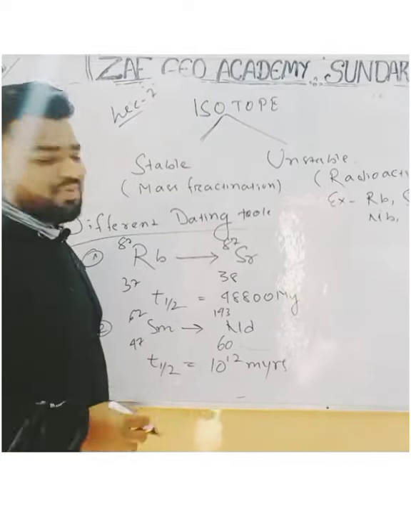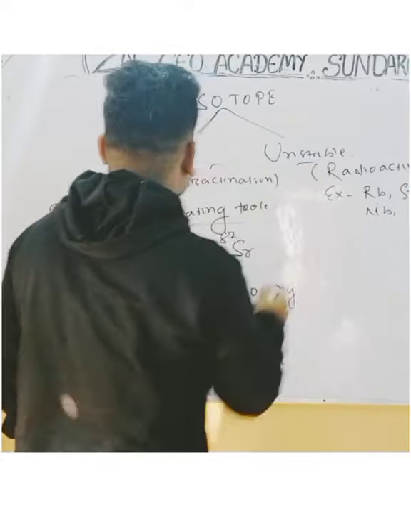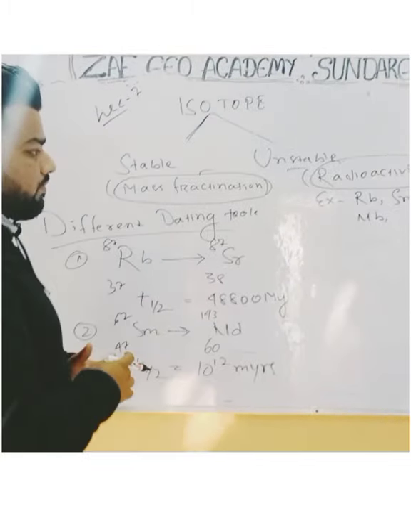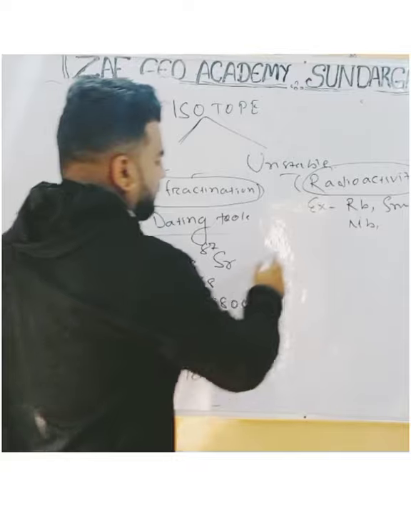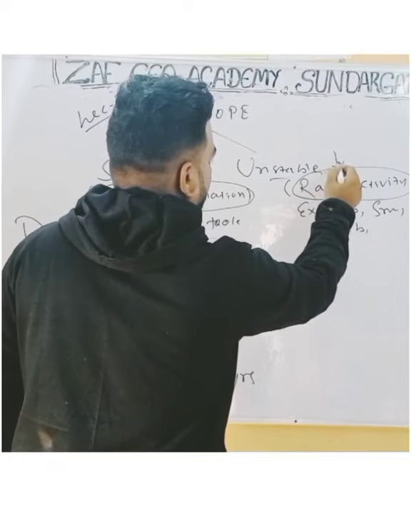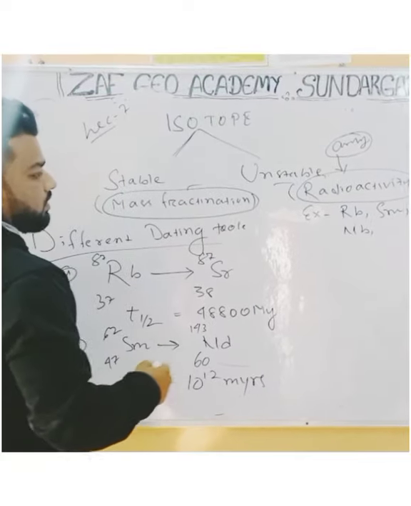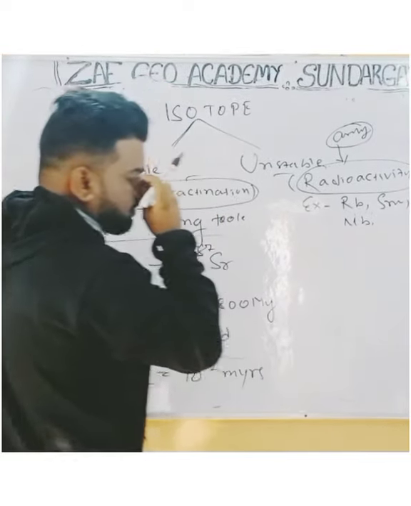There are two types of isotopes, stable and unstable isotopes. In stable isotopes, mass fractionation will take place, and in unstable isotopes, radioactivity takes place, like alpha, beta and gamma emission. Now the examples we will deal with are only these, because the radioactive dating method is mainly based on the radioactive process.